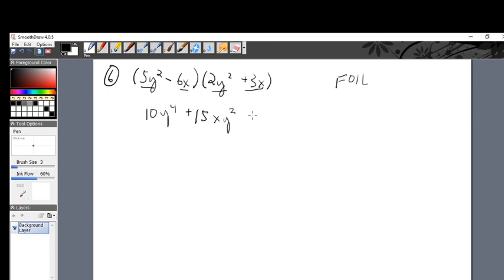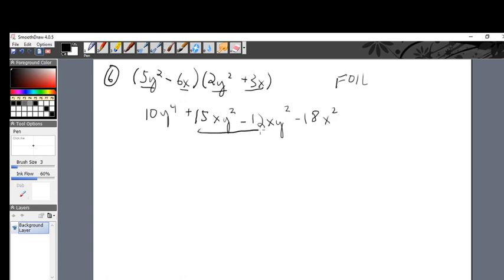Okay, inside times inside is my next one. So it's minus 6x times 2y squared. That'll get me minus 12. Minus 6 times positive 2 is minus 12. Then comes my x. Then comes my y squared. And finally, last times last is minus 6 times 3 is minus 18. X times x is x squared.